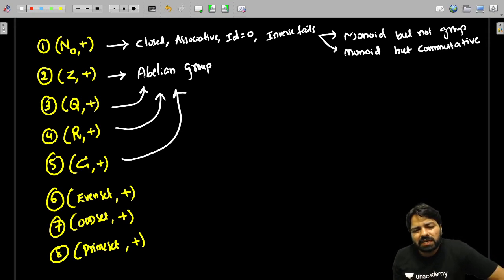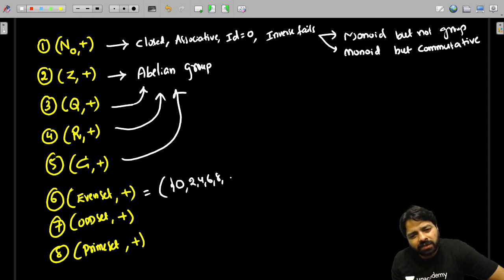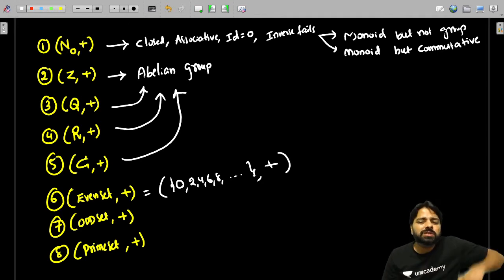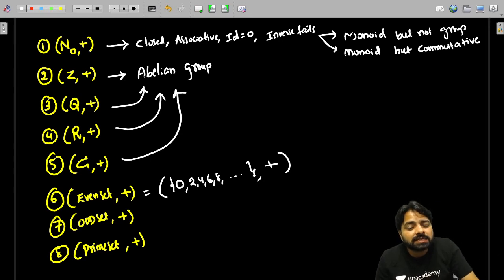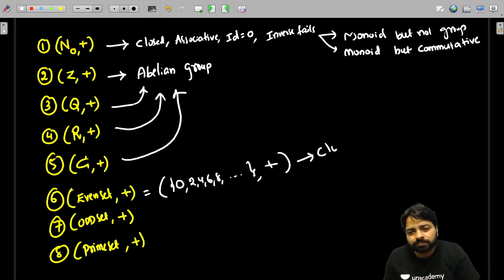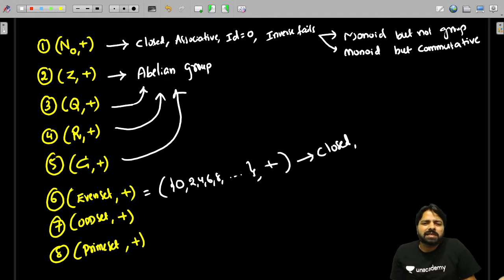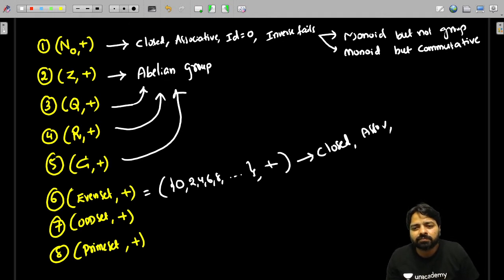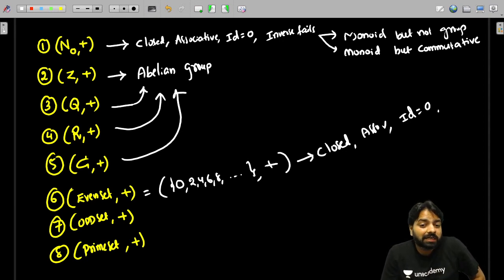But the sixth one, even set. What is the even set? Assume the even set starts from 0: 0, 2, 4, 6, 8. Now take any two even numbers and do the addition. Will you always get an even number? Yes, that means it is closed. And plus we know is associative. And the identity 0 is also there. But inverse: what is the inverse of 2? It is -2, but -2 is not there in the even set. Everybody?